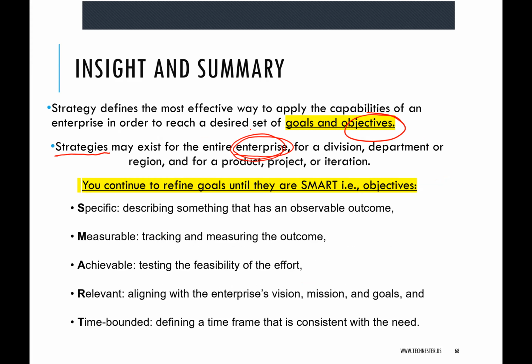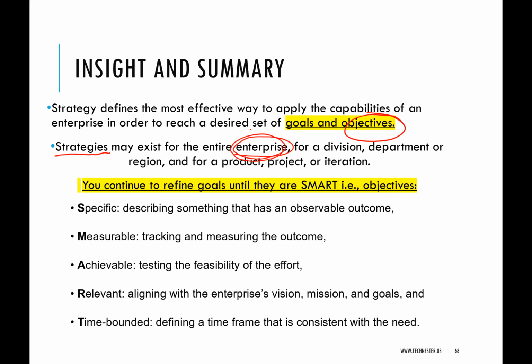That's why I use the word enterprise here. It may be just for a division, maybe even a department. It may be as big as an entire region, right? The region of West Africa or something. It may be for a single product that we are strategizing on. It may even be something smaller than a product, just a single iteration, a product we are still developing. We just created a small part, and it may be just for that that we are strategizing.